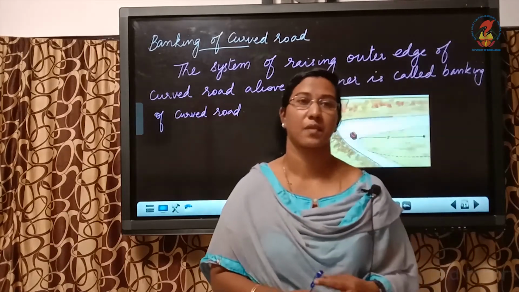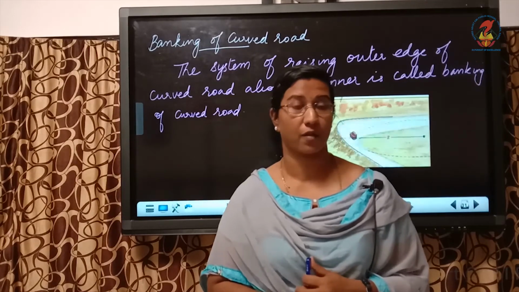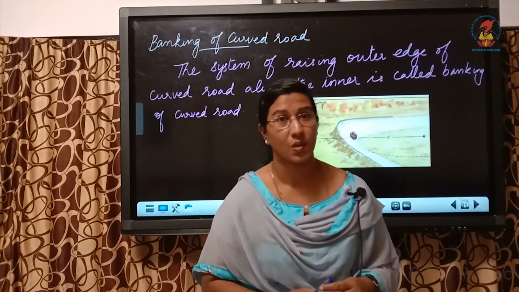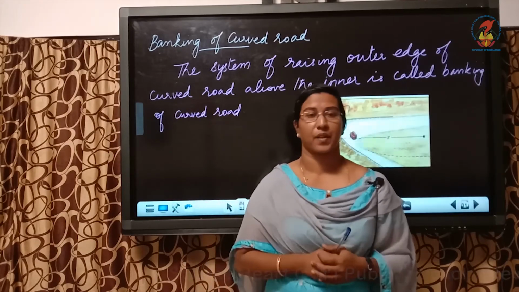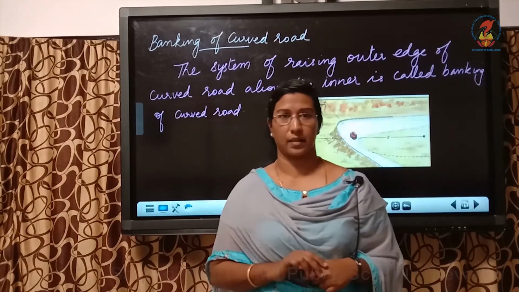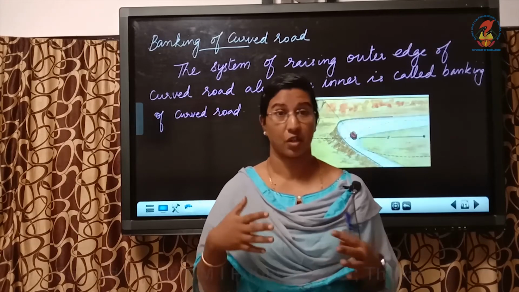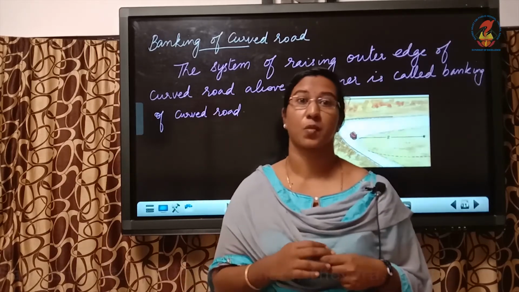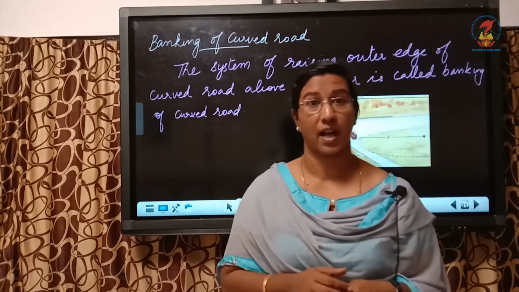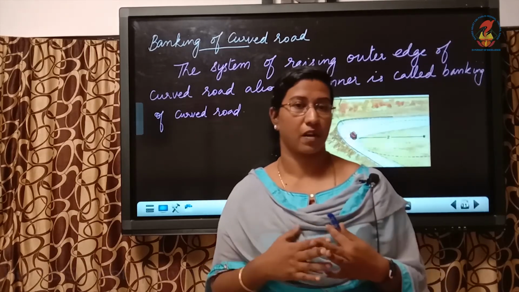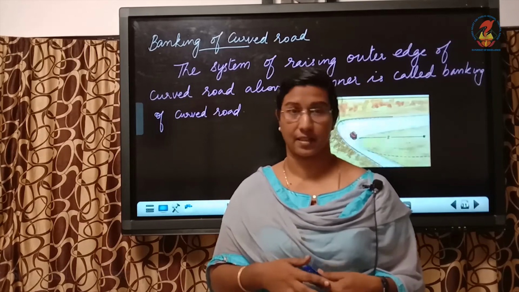Students, in this video we are going to study banking of curved road. Now what is the use of banking? In the previous video we studied that when an object travels in a circular path, it is the friction provided to the tires which provides the necessary centripetal force. And if the friction provided is less, what happens? Definitely the object will be thrown out of its track, isn't it?